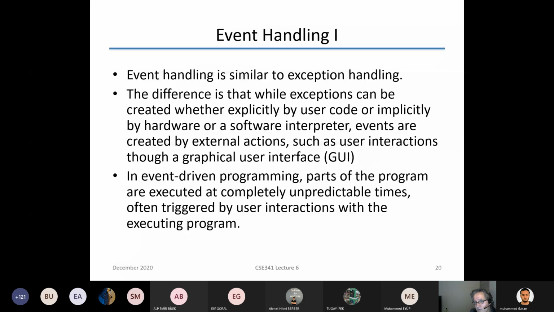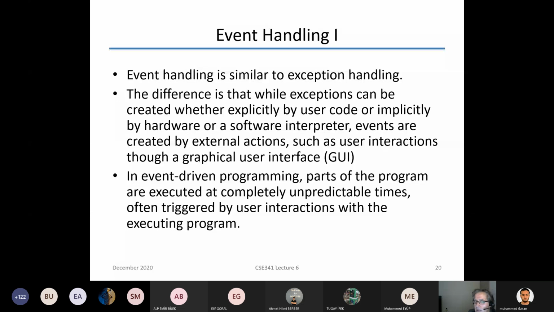In event-driven programming, parts of the program are executed at completely unpredictable times, often triggered by user interactions with the executing program. But this is event-driven programming, so it should not be confused with exceptions. And these are all resumable. They are not unresumable. These are not exceptions, actually. The only thing that happens here is that you don't know which event is going to come first, and you can use similar techniques to, for example, wait for an event to happen and then have a set of patterns that looks for which event is actually happening, so that you can handle that event according to your semantics.